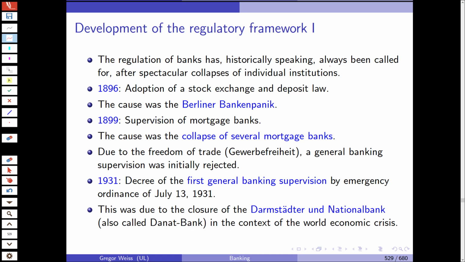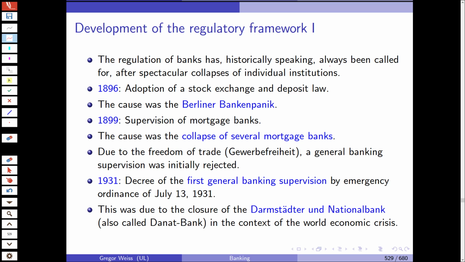Cause for this was the Berliner Bankenpanik at the end of the 19th century. We then had the supervision of mortgage banks. Again, the default of several mortgage banks was the cause for this supervision in 1899. And due to the freedom of trade, the German Gewerbefreiheit, meaning that you can take up any kind of business you like as long as you're qualified, we didn't have a general banking supervision at that point during the German Empire.